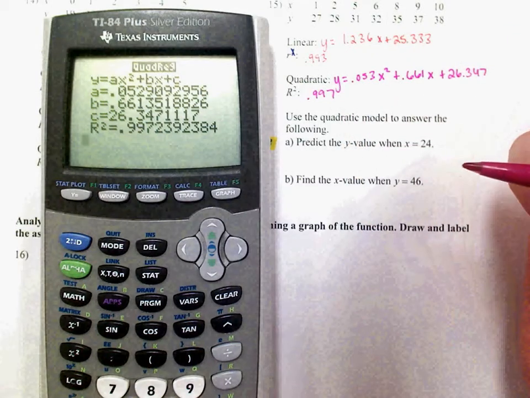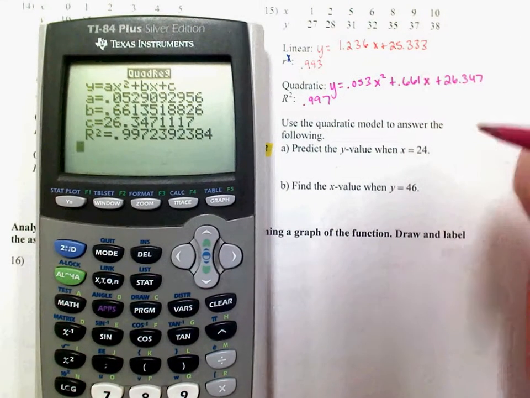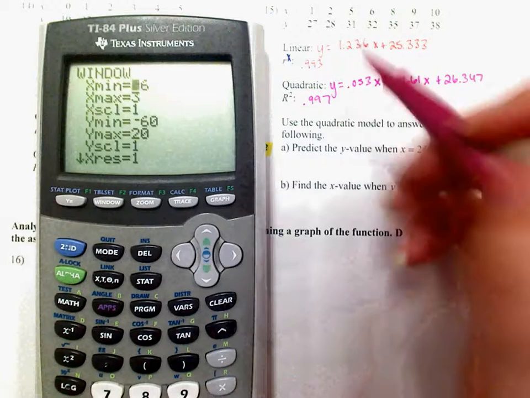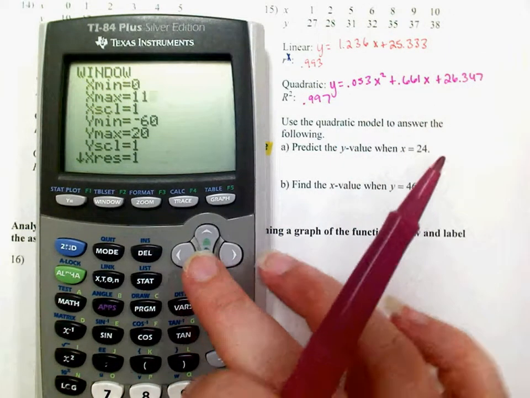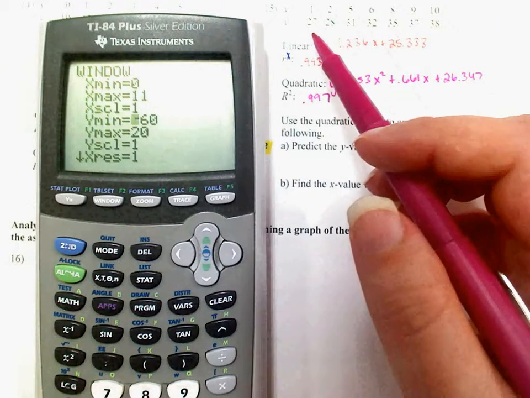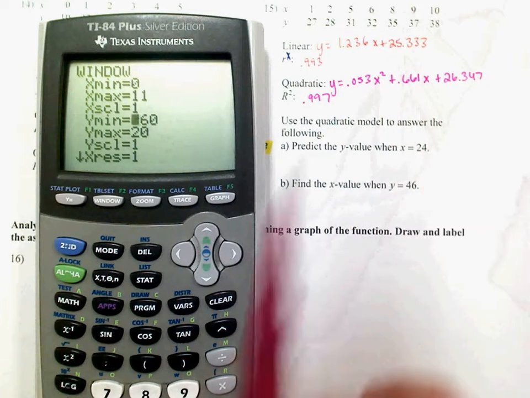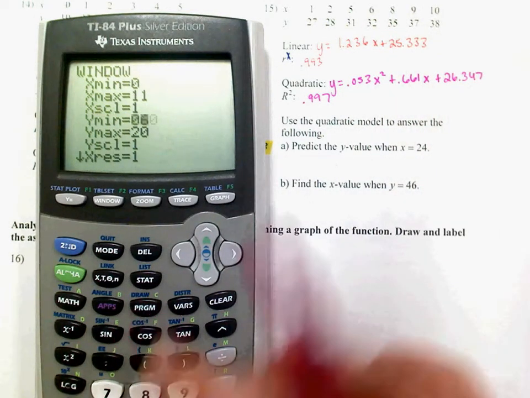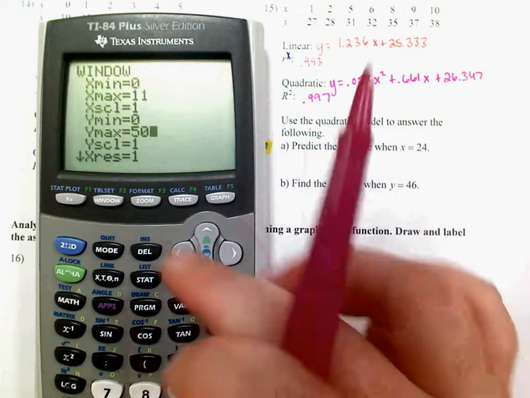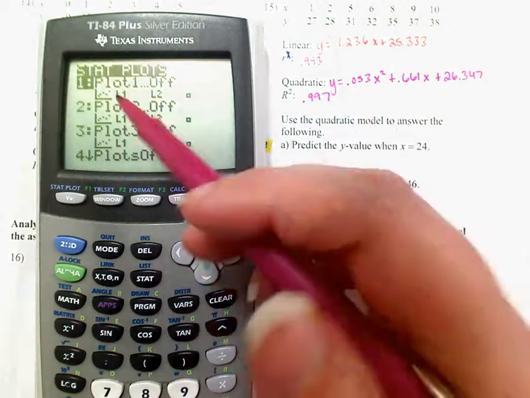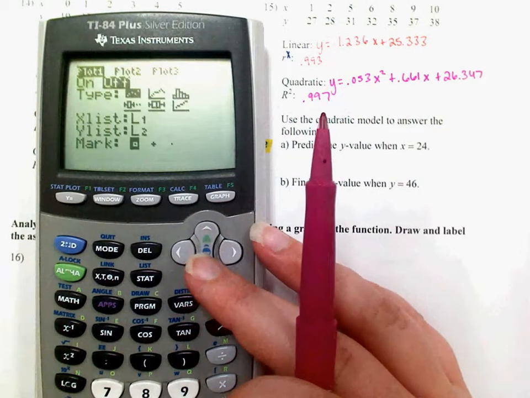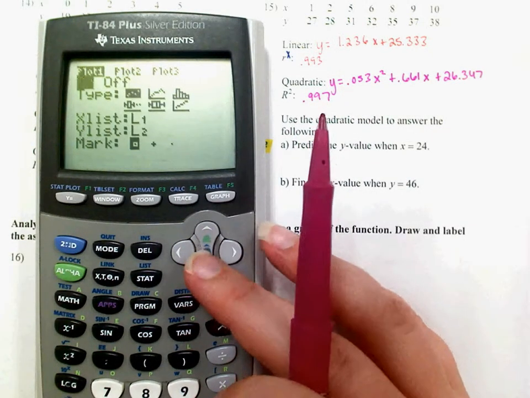Now, if you want to actually see the data, just go to Window. Make sure you can see the x's, so let's go 0 to 11. And the y's range from 27 to 35, so I'm going to go 0 to 50. And I'm going to go to second stat plot, because your plot might have changed to the bar graph. So you switch that to on, and then you make sure you're on the dotted.